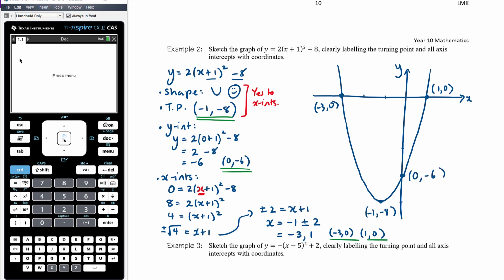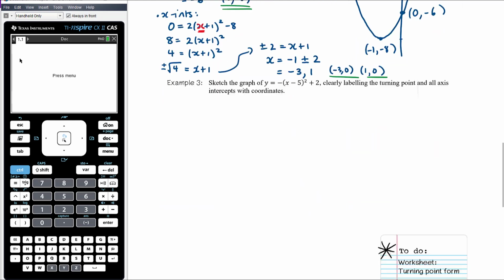Please get in the habit, this question specifies that you should mark the turning point and all axis intercepts with coordinates. Please get in the habit of using coordinates when you label your graph. At VCE level, the exams will always ask you to label the graphs with coordinates, and if you don't use coordinates, they're not correct. So get in the habit of it now, and they'll never be wrong.